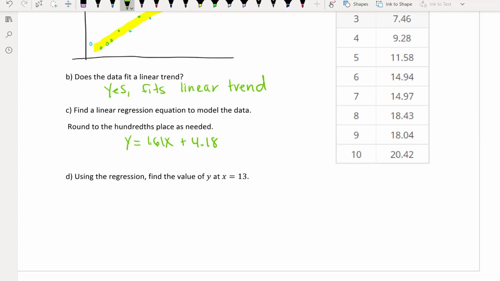Okay. So now for part D, it's slightly different. It says using the regression, find the value of y at x is equal to 13. So that means I'm going to plug that value in. So y is equal to 1.61. That 13 that I'm plugging in is for x, plus 4.18.